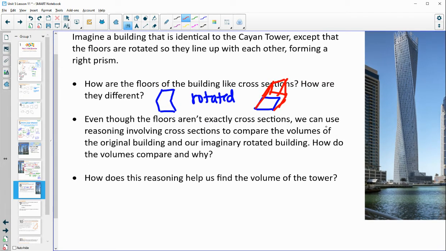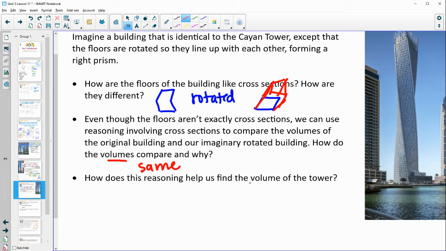So even though the floors aren't exact cross sections, we can use reasoning involved with cross sections to compare the volume of the original building and our imaginary rotated building. So how do the volumes compare and why? If these were our note cards from the last lesson and we stacked them on top of each other, if we just rotated them, would that change the area or the volume? It would stand to reason that rotating it isn't going to change the size of each card. So in this case, all the floors are identical in area and we have that height. So the volumes should be the same.